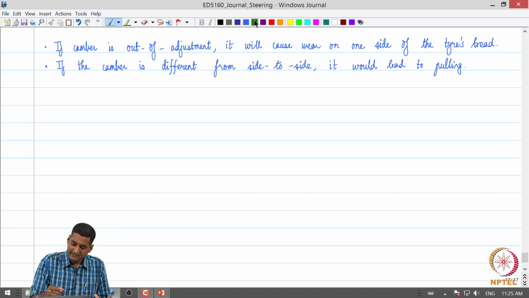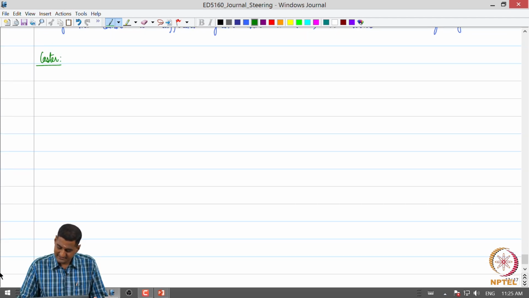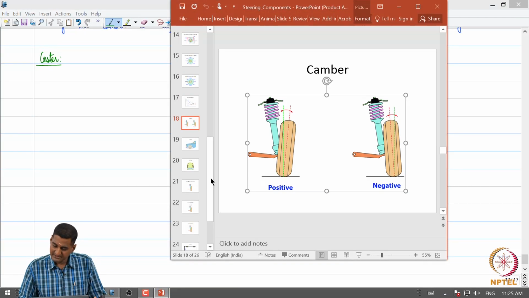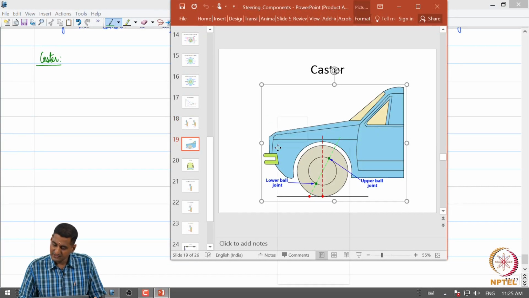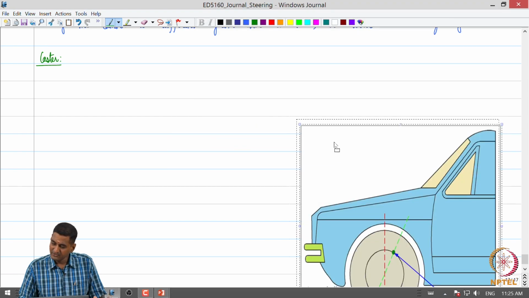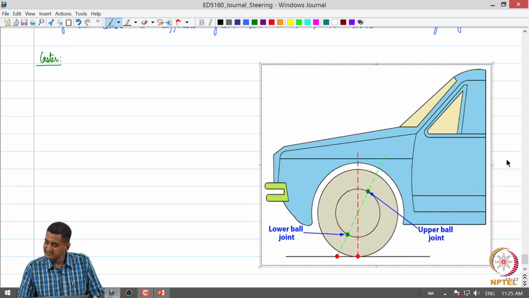The second important parameter as far as wheel alignment is concerned is what is called caster. So, what is caster? Let us look at caster. For camber we looked at the vehicle from the front. Now we go to the side of the vehicle and look at the vehicle from the side.